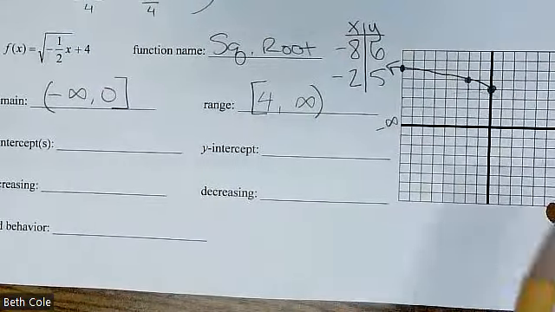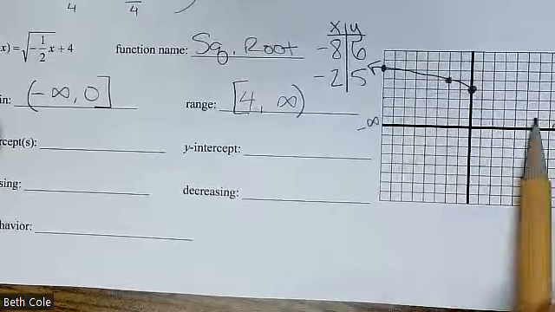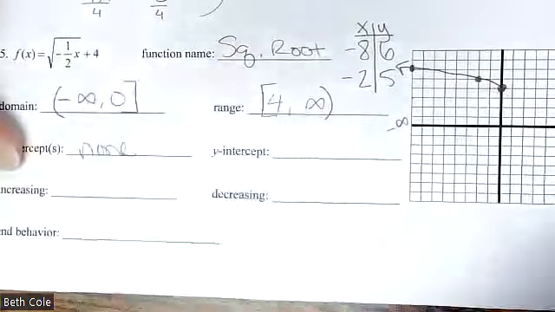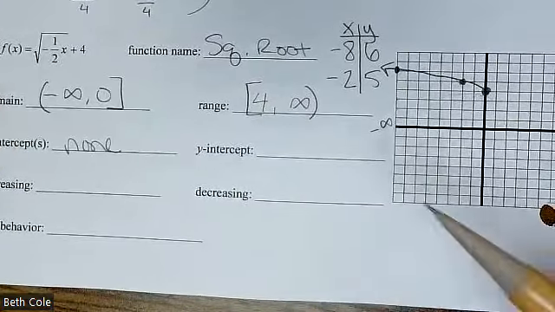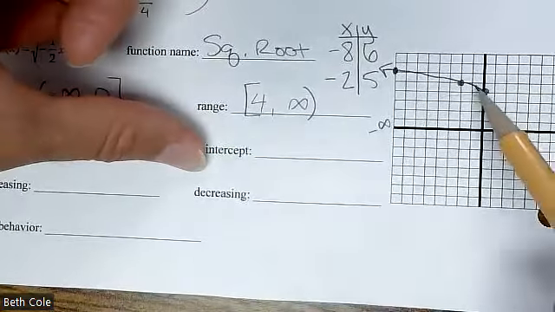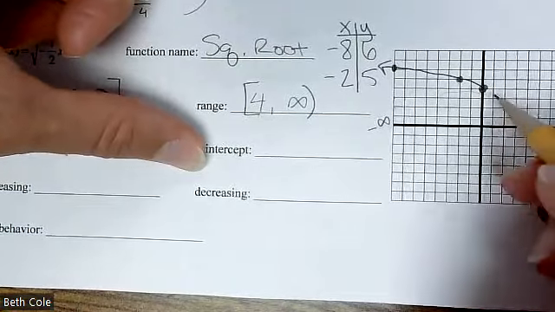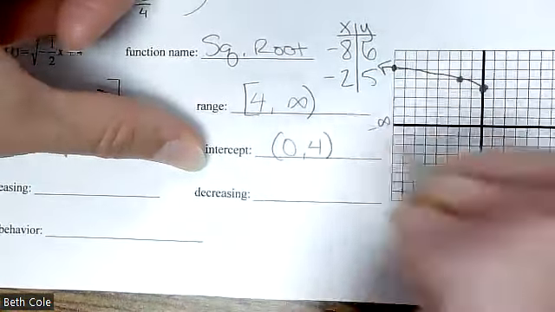The rest of this should be pretty quick. How about your x-intercepts? Does this graph touch the x-axis? No, so none. How about your y-intercepts? 0, 4, you can kind of just see that one there.